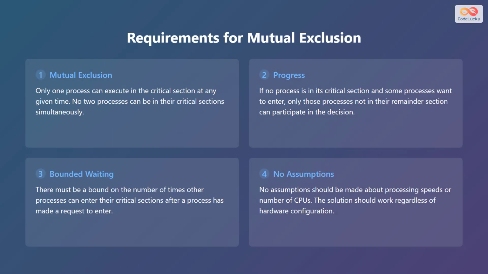To effectively implement mutual exclusion, certain requirements must be met. Firstly, mutual exclusion itself. Only one process can execute in the critical section at any given time. Secondly, progress. If no process is in its critical section and some processes want to enter, only those processes not in their remainder section can participate in the decision of which will enter the critical section next. Thirdly, bounded waiting. There must be a limit on the number of times other processes can enter their critical sections after a process has requested to enter its critical section. Lastly, no assumptions. No assumptions should be made about processing speeds or the number of CPUs. The solution should work regardless of hardware configuration. These requirements ensure that mutual exclusion is implemented fairly and efficiently.